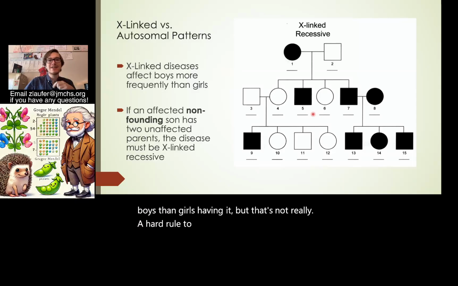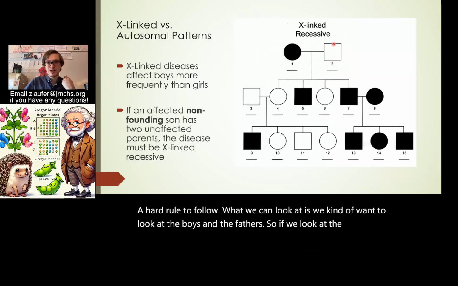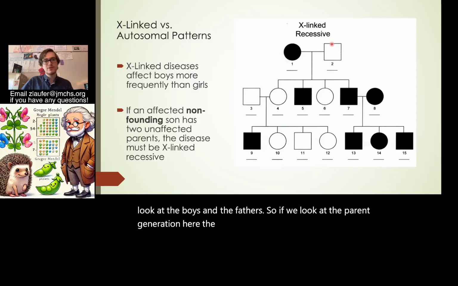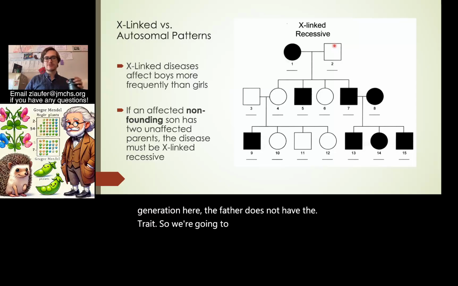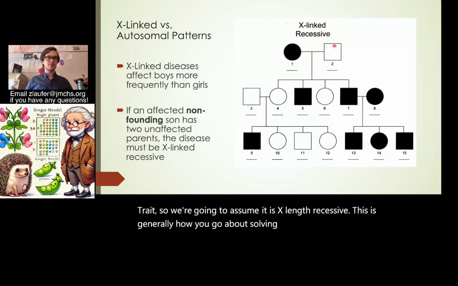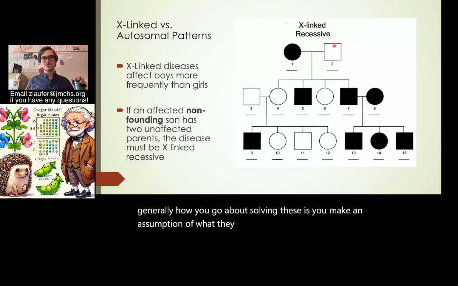What we can look at is we kind of want to look at the boys and the fathers. So if we look at the parent generation here, the father does not have the trait. So we're going to assume it is X-linked recessive. This is generally how you go about solving these, is you make an assumption of what they are, and you try to disprove that with the data in your pedigree.